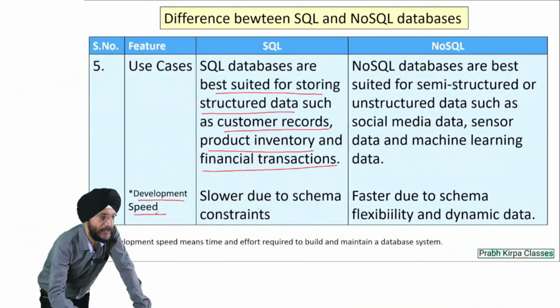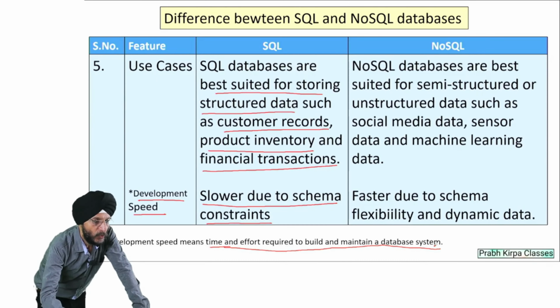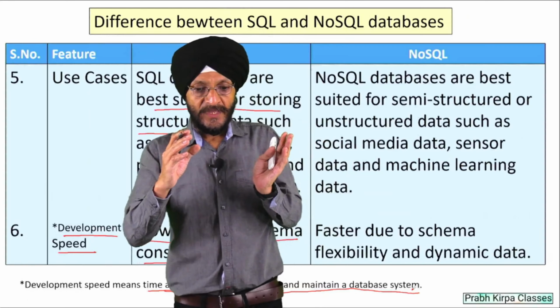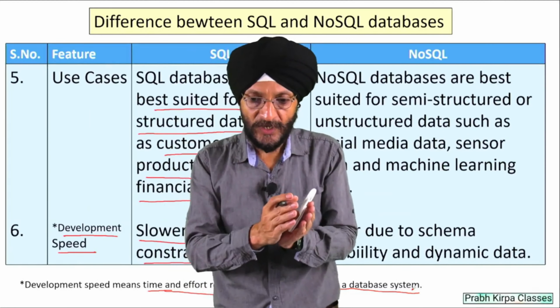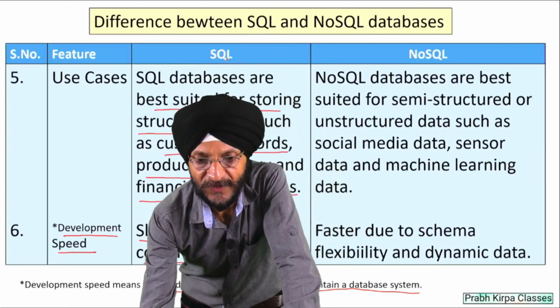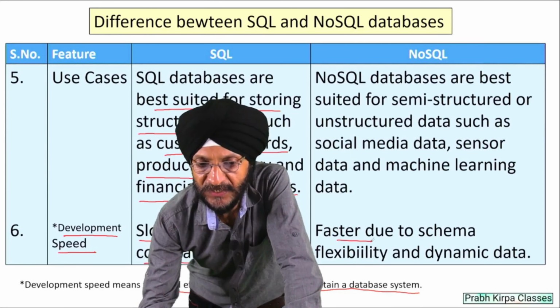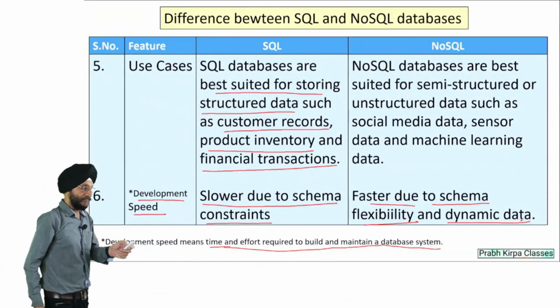Another point is development speed. The development speed of SQL is slower due to schema constraints. What is the meaning of development speed? Development speed means the time and effort required to maintain and build a database system. That is, it takes a lot of time and effort to build a SQL database system in the case of SQL. Whereas in the case of NoSQL, development speed is faster due to schema flexibility and dynamic data.